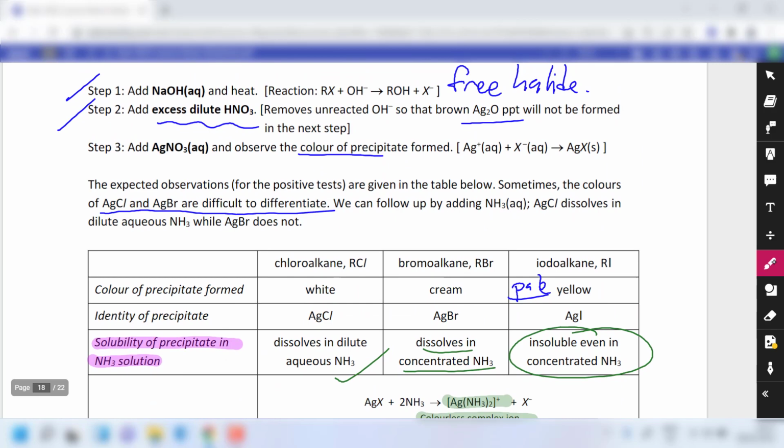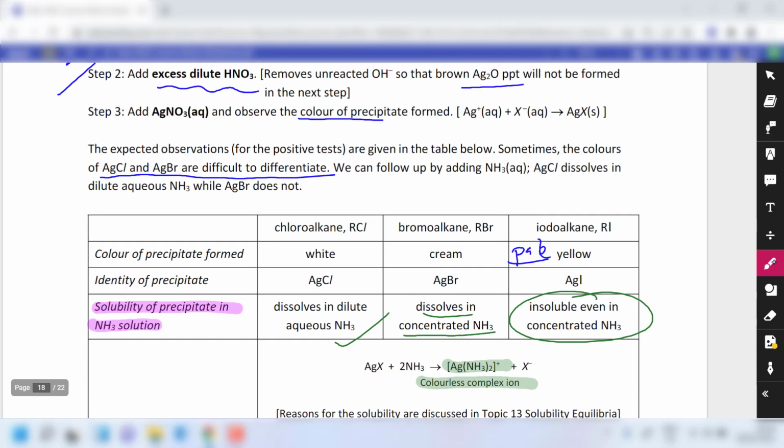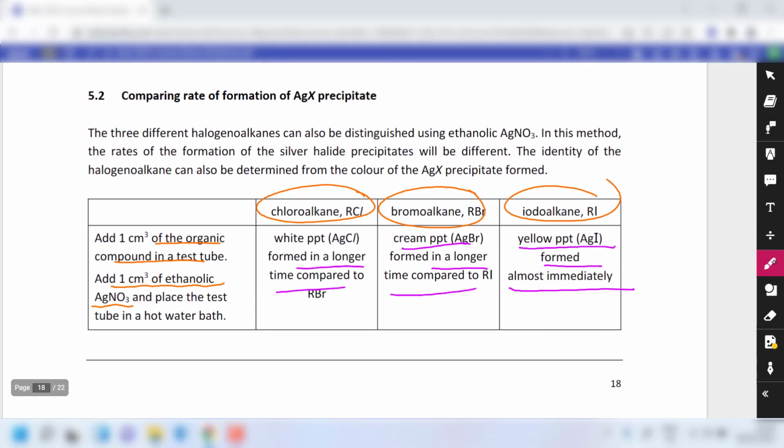For 5.1, what we are interested in is not the rates, because in step 1 I have already heated the respective halogenoalkanes with sodium hydroxide. After step 1, nucleophilic substitution already completes. So after I perform step 1, all the 3 different test tubes have the same amount of free halide. If you dump in silver nitrate, of course the precipitation for all will occur at the same time because they already have the maximum amounts of free halide. So this is a little bit different from 5.2.